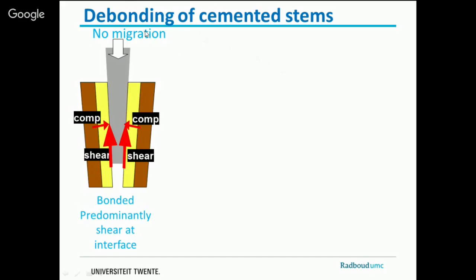Okay, so we're going to look at debonding of cemented stems, and I have here this sketch. So if there is bonding and you load a stem, there's going to be a lot of shear stress between the implant and the cement. Okay, if it's too high, it's going to debond. That's what we see clinically. Yeah?